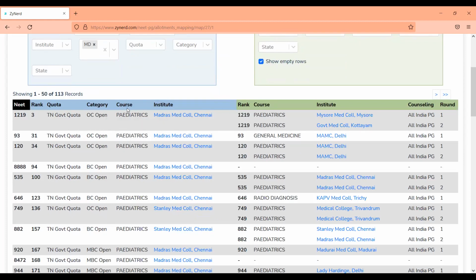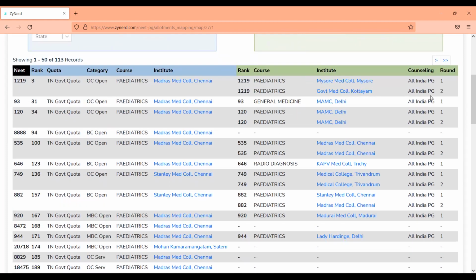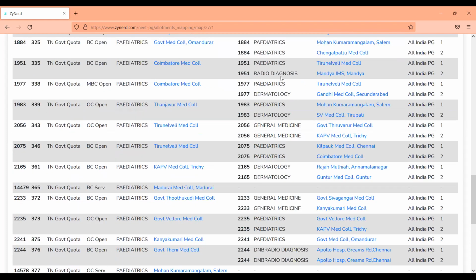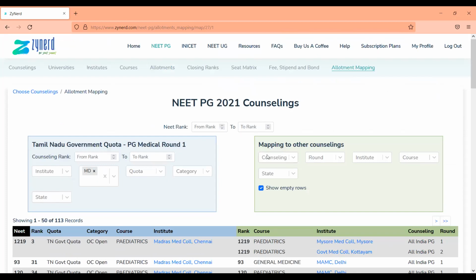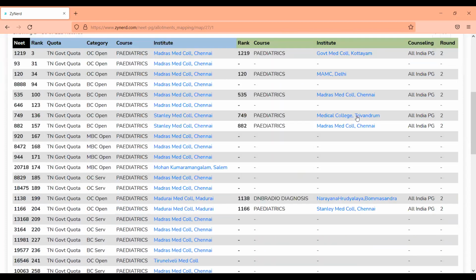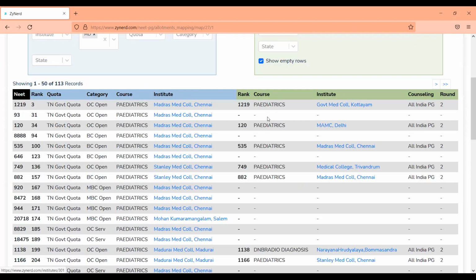I can see from here that the first candidate, who is possibly a service candidate, who's rank 3 but NEET rank 1219, has also been allotted a seat in All India round 2. Basically, for the purpose of explaining, we will limit ourselves to All India round 2 counseling here, but you will be able to see all allotments across all counselings. I'll limit to All India round 2 allotments of these candidates in state round 1. So All India round 2 is what I am filtering.